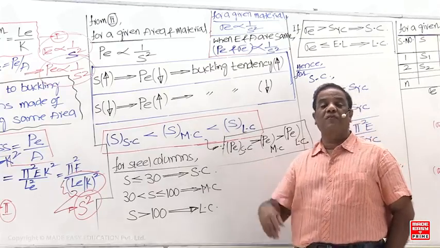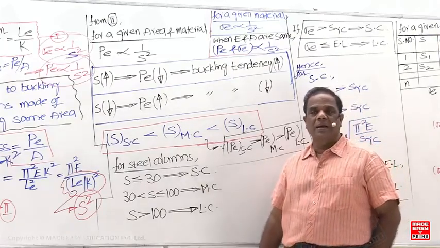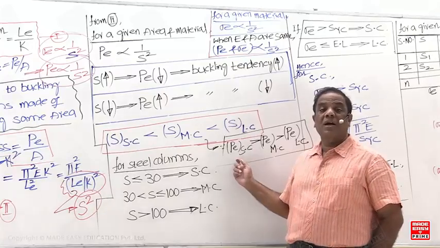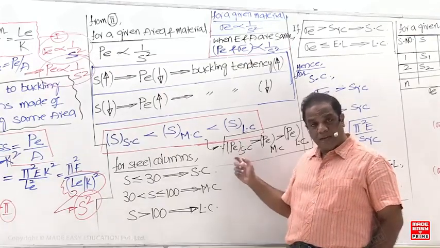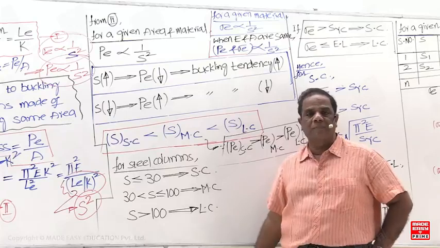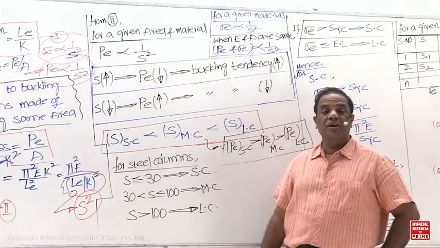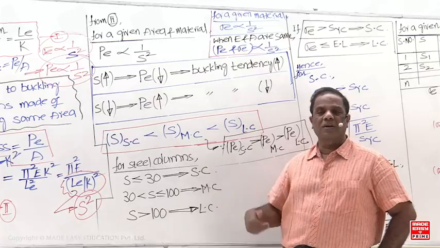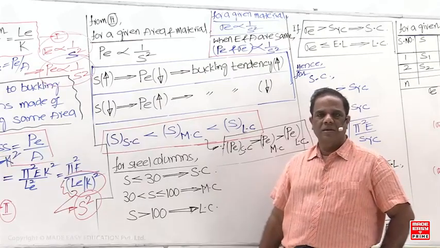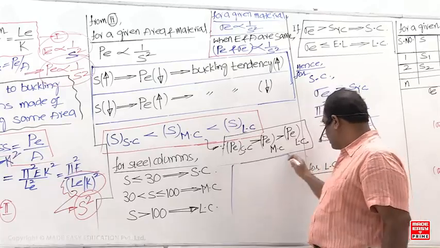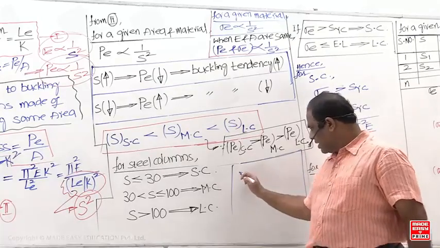That's why the mode of failure for long columns is buckling, and for short columns the mode of failure is crushing. These columns fail by crushing. That I only discussed in the last lecture. Short columns you have taken, and a long column; you have taken a numerical example in the last lecture.